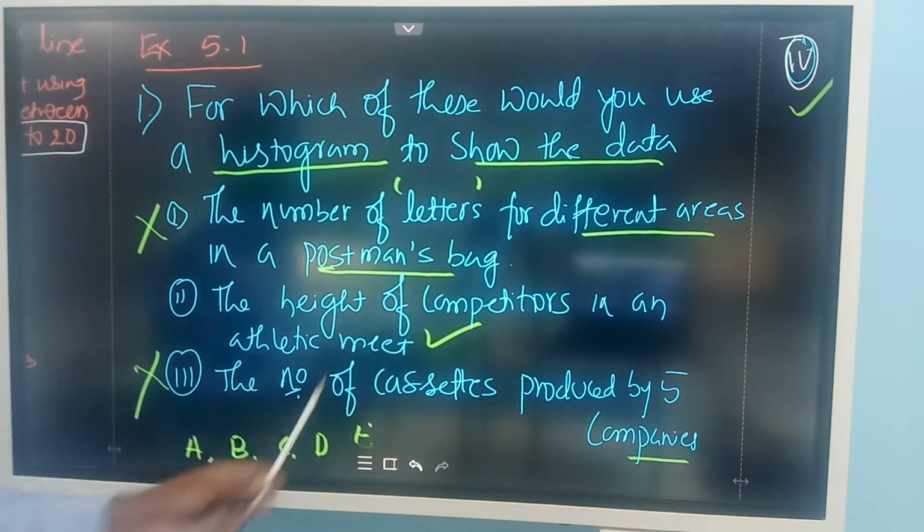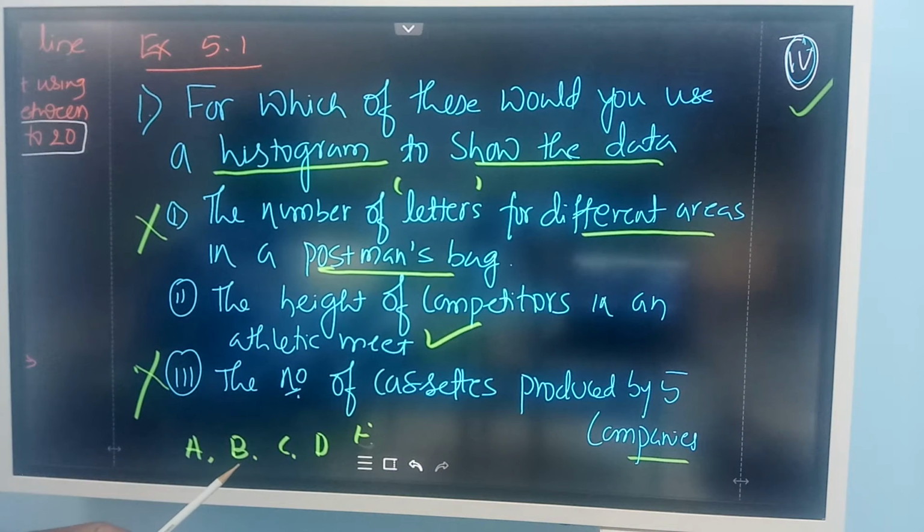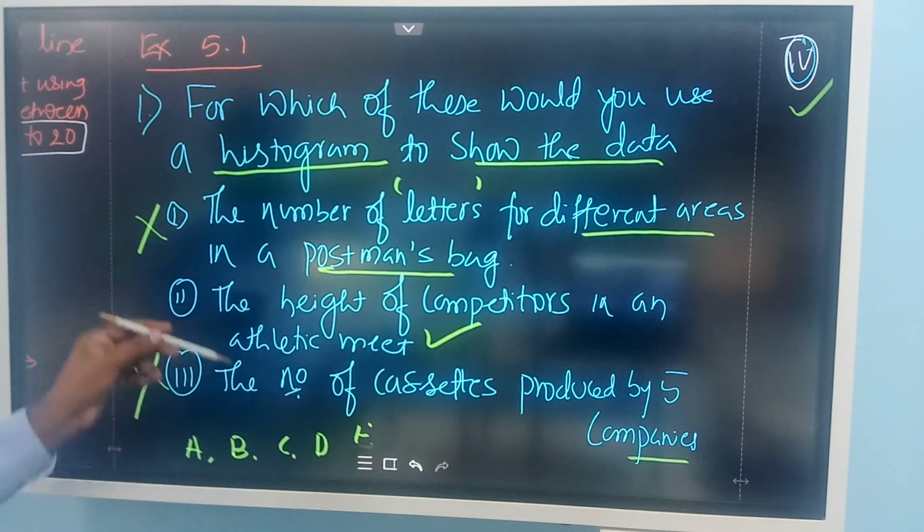The height of a commutator in an athletic meet. Here height can be classified: 3 feet to 4 feet one group, 4 feet to 5 feet another group, 5 feet to 6 feet another group, 6 feet to 7 feet another group. So here data can be grouped, and this can be represented using a histogram.